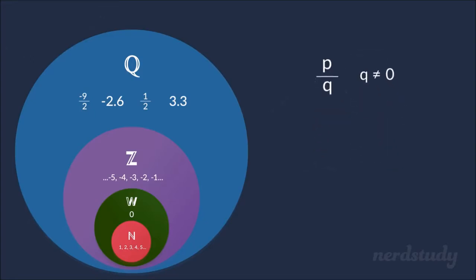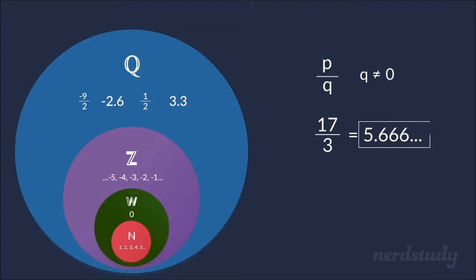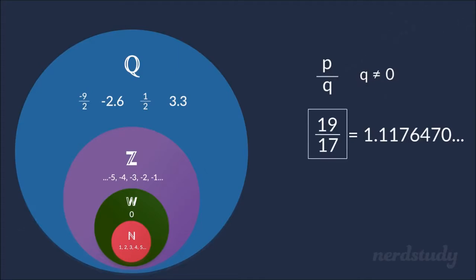So, for example, 17 over 3 is equal to 5.666 repeating, and since the numerator and denominator are both integers, this is, in fact, considered a rational number. Now, whereas this looks fairly organized with its repeating sixes, even something like 19 over 17, which yields this rather unpredictable looking decimal, would still be considered a rational number. And why? Because this is an integer, and this is also an integer that is not equal to 0.